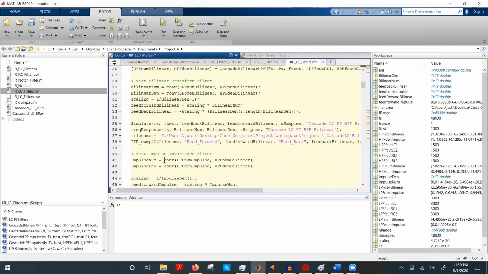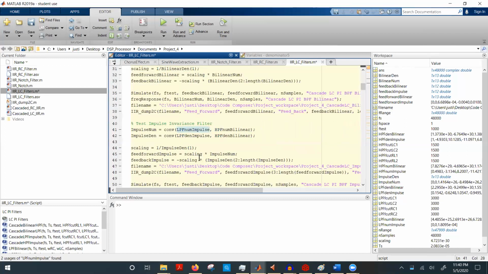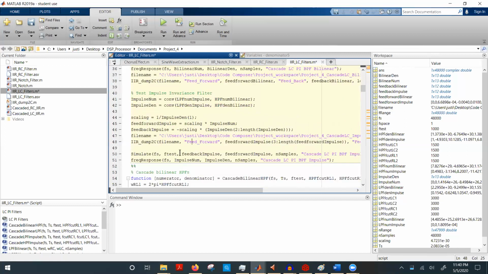So now for the impulse invariance, like I said before, we won't be using the impulse invariance of a high pass filter because that's generally not recommended. In theory, it works. I don't think when I tested it in practice, it worked very well. So instead, I'm just going to use the bilinear high pass filter again. And so then I scale those and then I write those out into Code Composer.